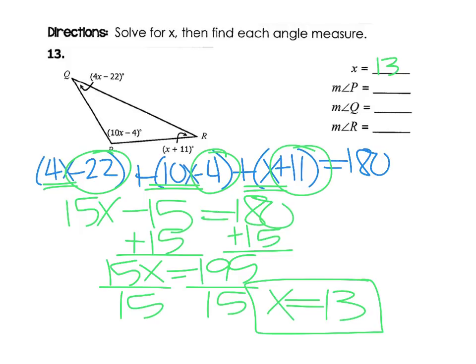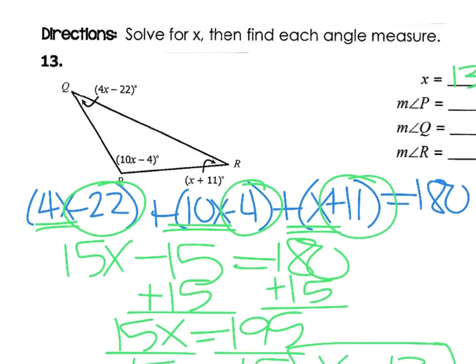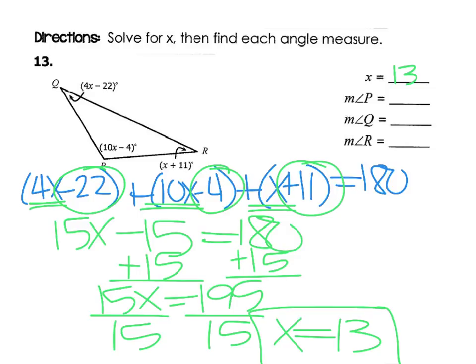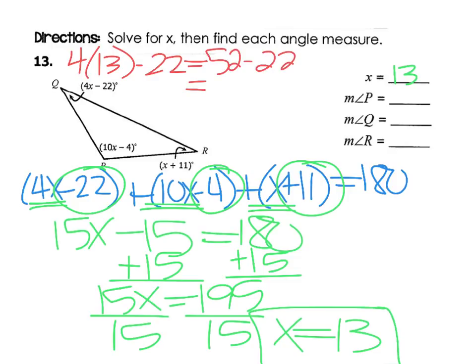All right, so we found that x equals 13, but now we have to go back and plug it in to all three of these. So 4x minus 22, we would say 4 times 13 minus 22. That's going to give us, let's see, 4 times 13 gives us 52 minus 22. That's going to give us 30. So the measure of angle Q is 30 degrees.